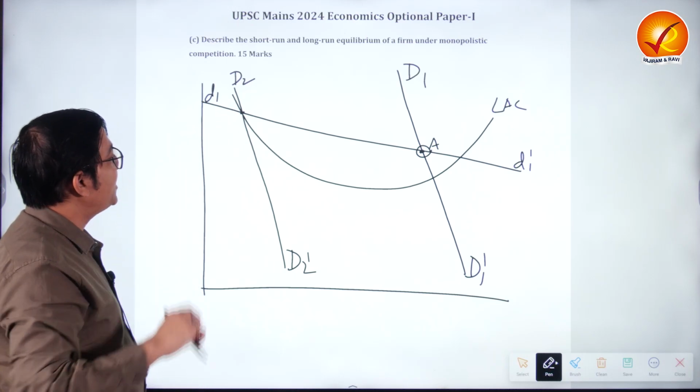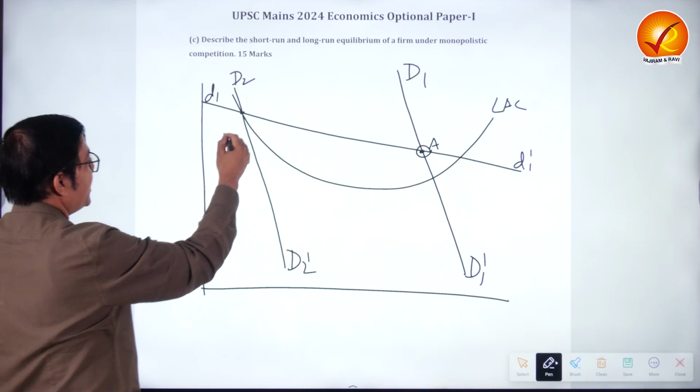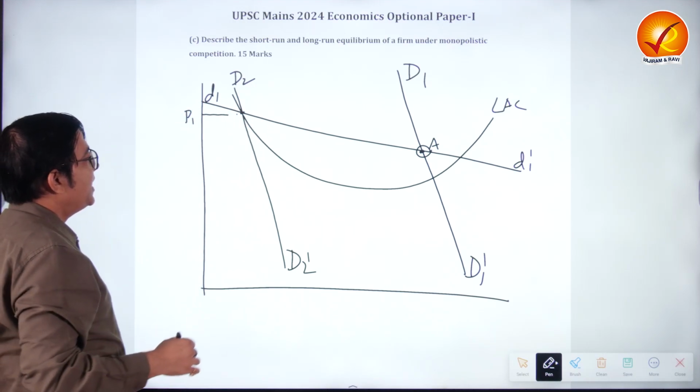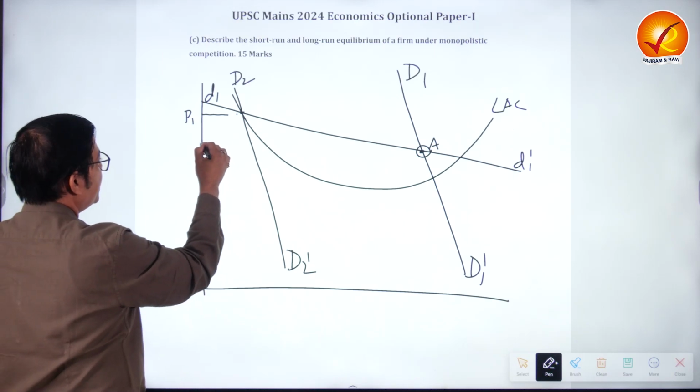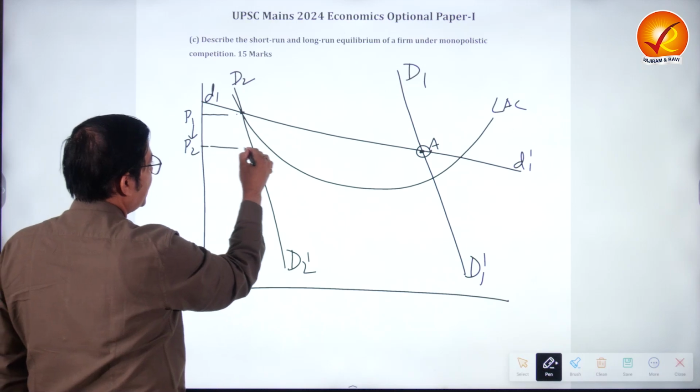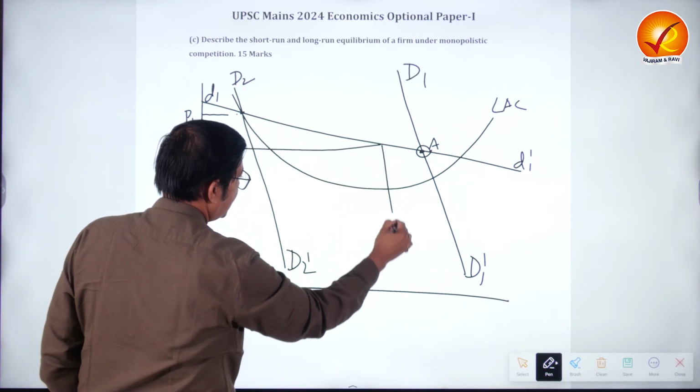But this is not the final equilibrium. At this point, suppose the price is P1, and now the firm reduces the price to P2, hoping that it will be able to sell, let's say, Q1.